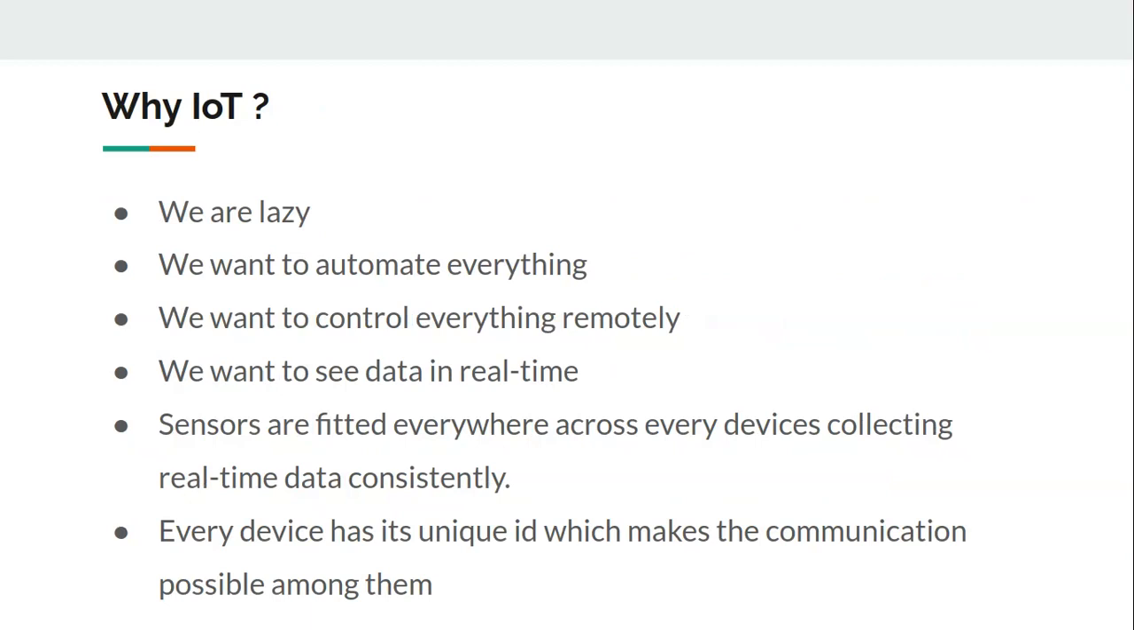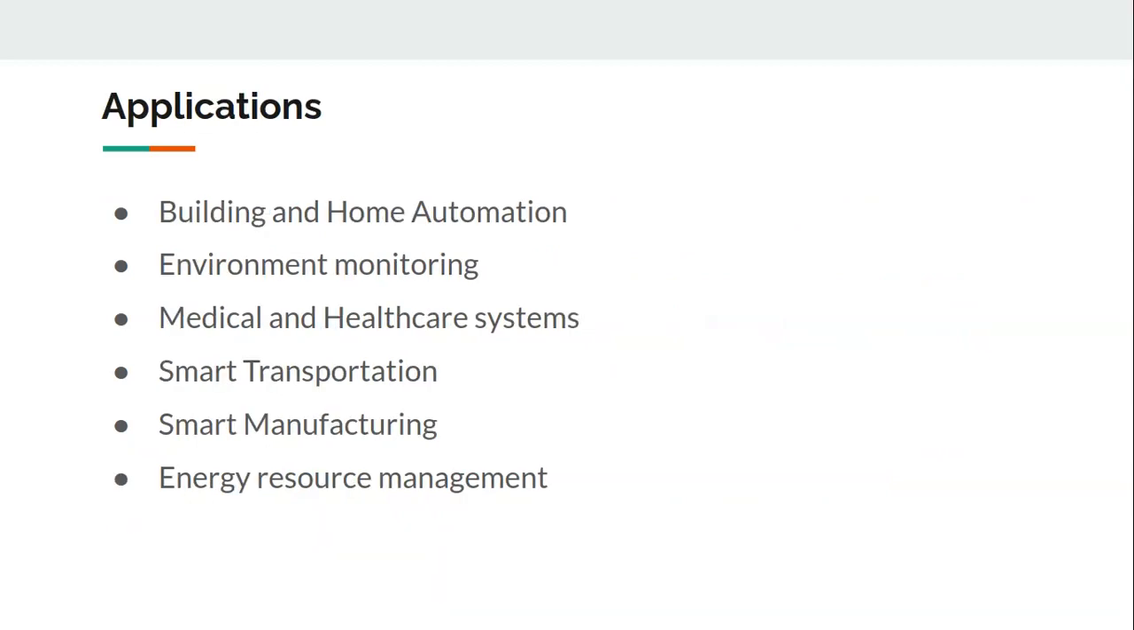We want to see data in real time. People who use IoT in agriculture put sensors to study the soil, to know which kind of manure or fertilizers to apply, and to study the atmosphere. Basically, those sensors collect data in real time and send it to the users. Sensors are fitted everywhere, and every device is collecting real time data consistently. Every device has its unique ID, which makes the communication possible among them.